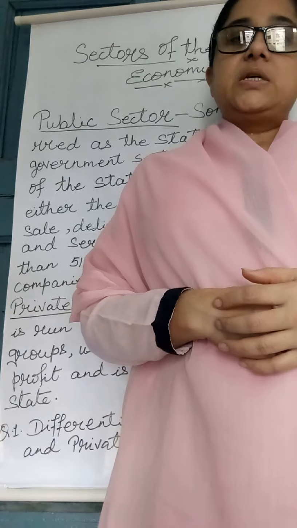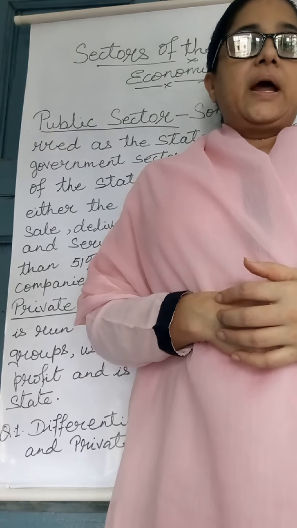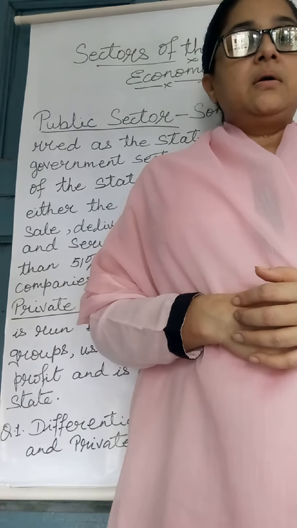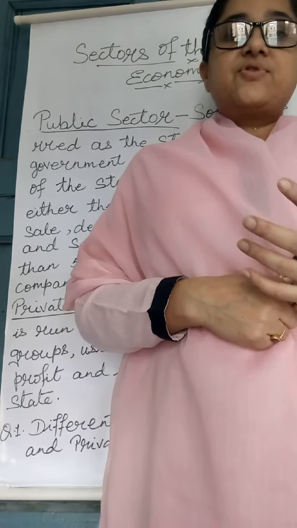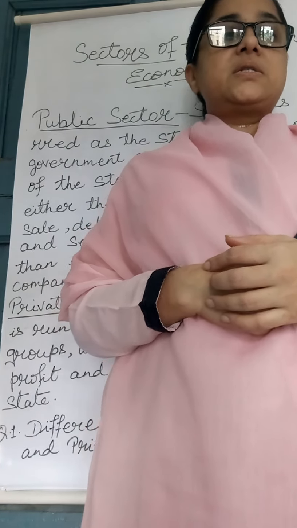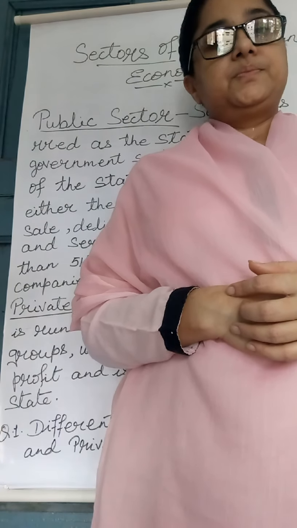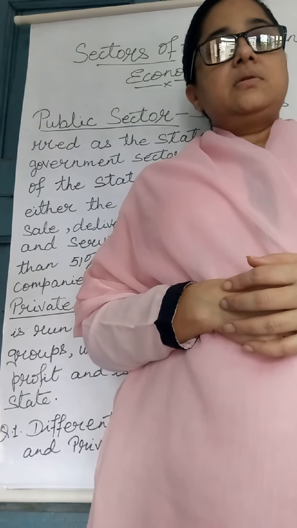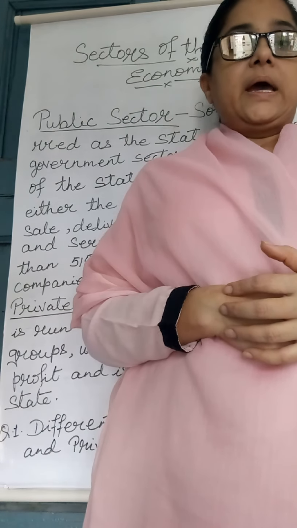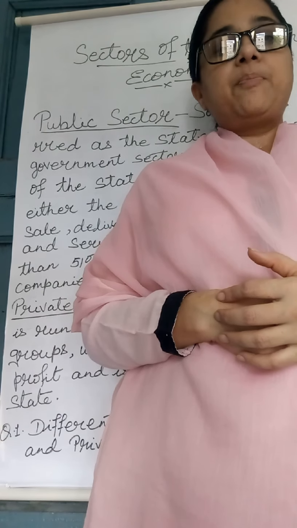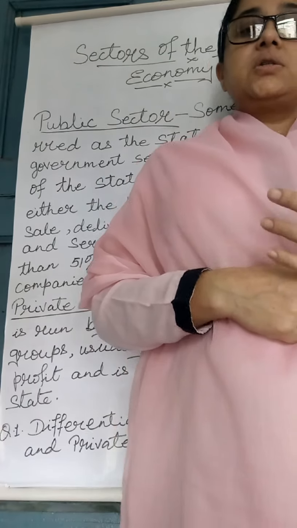There are some activities which require government support and encouragement in the public interest. Selling electricity at reasonable rates is not possible without government support. The public sector is also useful in controlling monopoly and concentration of economic power and achieving the goal of social justice.